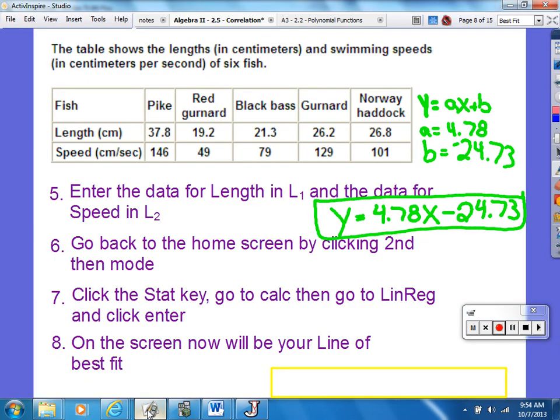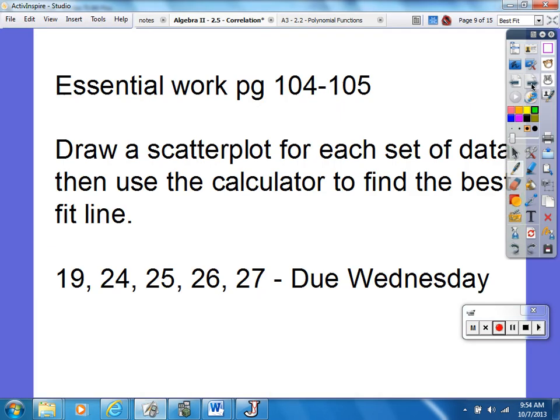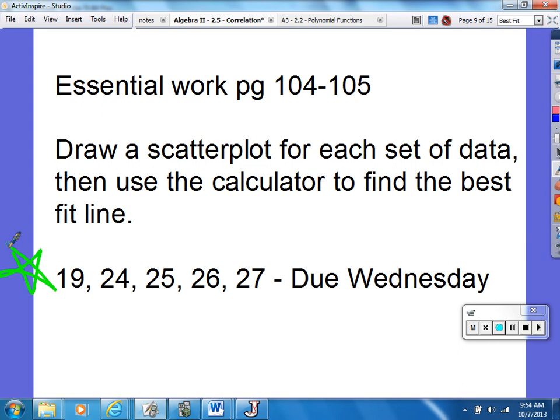All right. So at this time, let me give you the essential work. You will need some graph paper. And it's due Wednesday. Notice it doesn't say tomorrow, because you need to write the equation of the line of best fit. But what else do you need to do? You need to draw a scatter plot, which means what should you do tonight? The scatter plot. All right. If you want to return your calculators, grab graph paper if you need it.